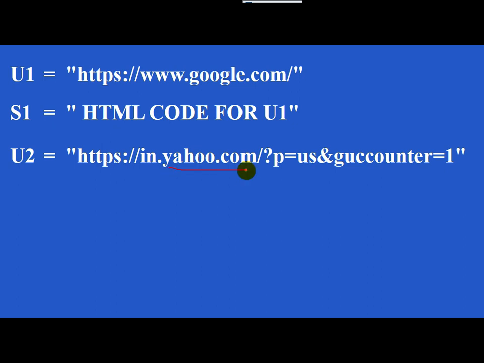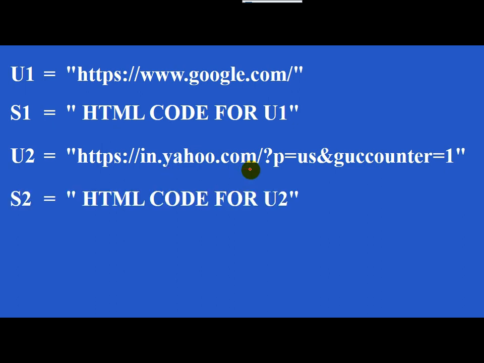Let me take one more example. u2 equals yahoo.com and s2 equals the HTML code corresponding to u2. So this is a key and the corresponding value is s1. This is another key and the corresponding value is s2. Let me store these elements in a list. So you can write L equals, list means square bracket. Inside the square bracket you can write the various elements u1, s1, u2 and so on. So these elements are stored in a list.